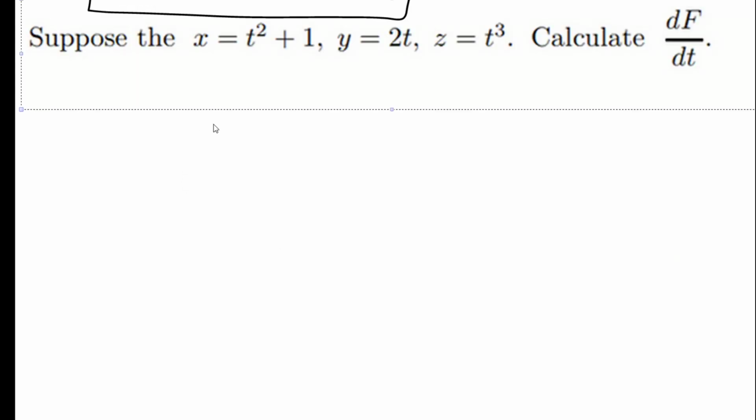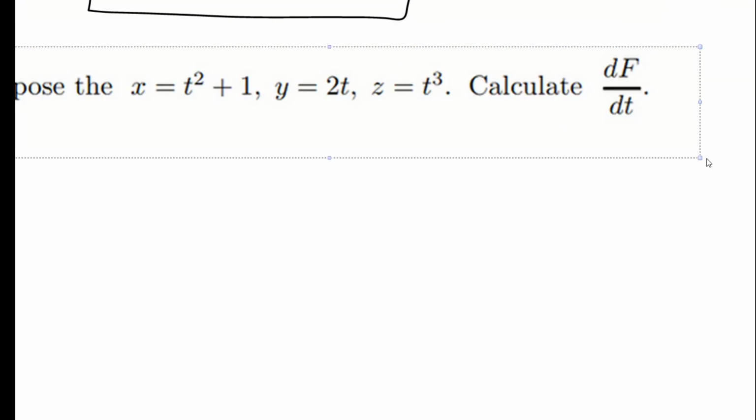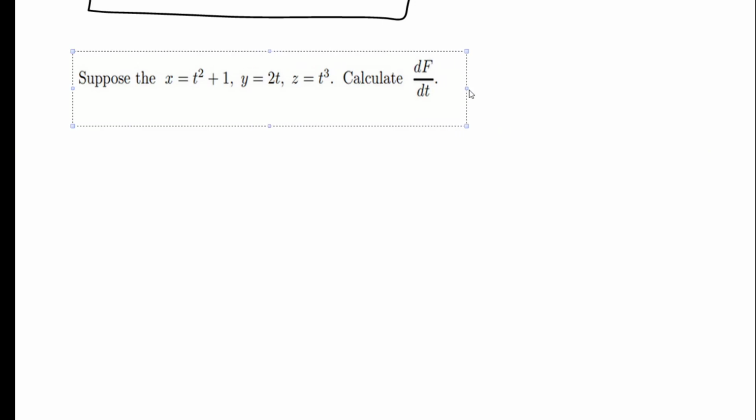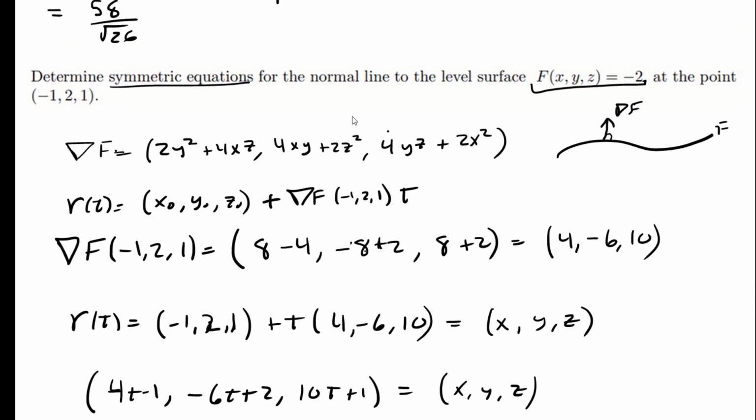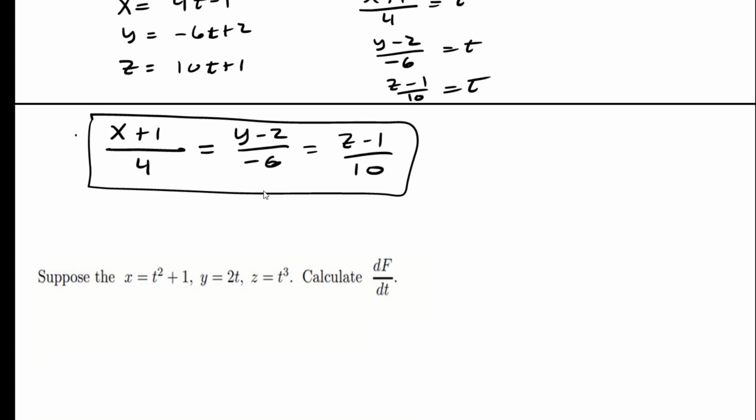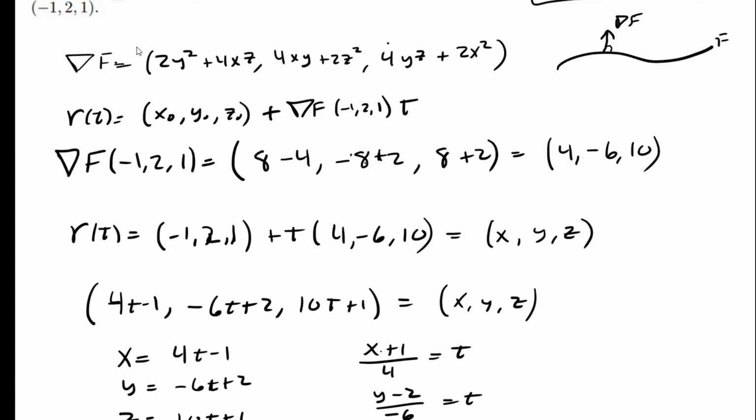Okay, part D is here. That needs to be a lot smaller, but not that small. Okay, and let's copy F. Actually, do I need F or do I just need the gradient? So let me just copy the gradient. And we'll see why in a second.